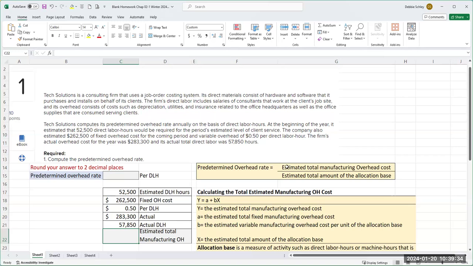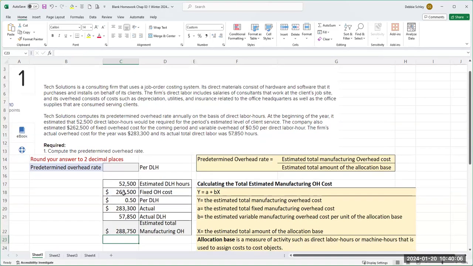First, I'm going to figure out this estimated total manufacturing overhead cost. So again, that Y is going to be equal to the fixed portion plus parentheses, the variable of 50 cents times the estimated direct labor hours. Don't get confused and use the actual. That's not part of this problem. So the estimated, close parentheses. Okay, so there's my top number for over here.